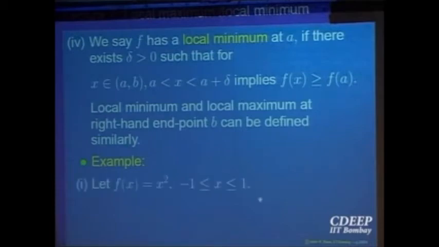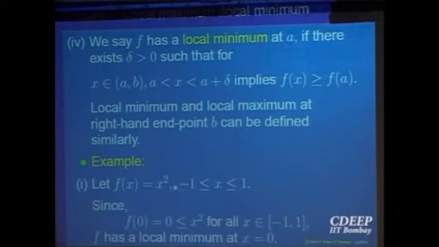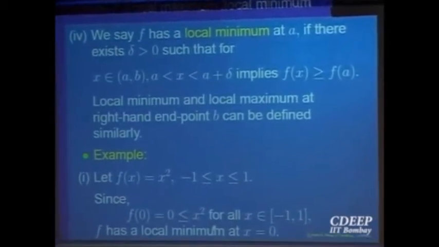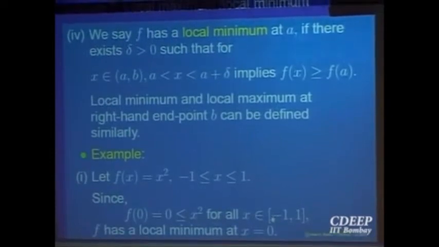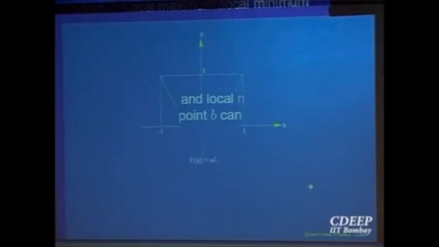I think most of you are very familiar with these computations. So, for example, look at the function f of x is equal to x square. Then, in the interval say minus 1 to 1, at 0 the value is 0, which is always less than or equal to x square for all x between minus 1 and 1. So by definition, the function has a local minimum at the point 0, and the value of the local minimum is 0. The point of local minimum, and the local minimum is the value. So that is the graph. We know also parabola and so on.